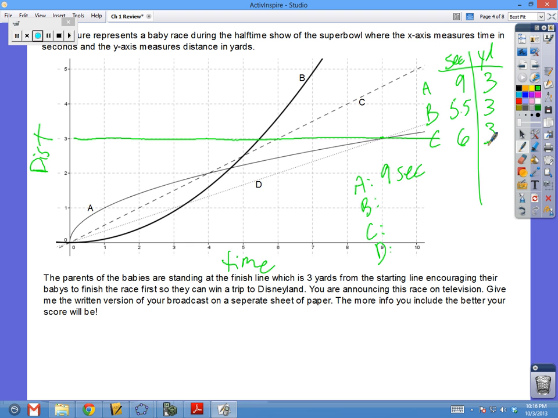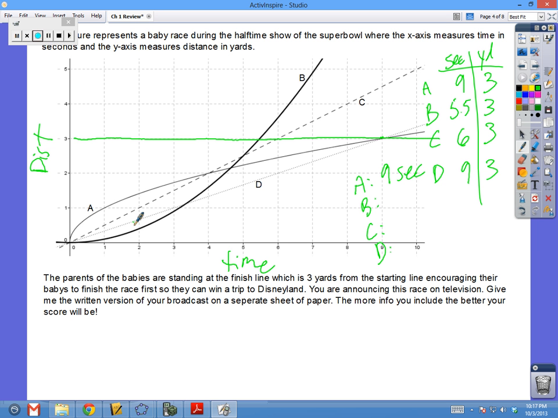And then baby D, the small dotted one. Baby D hits it at 9 seconds. Looks like he ties with baby A. So, if you're going to explain what's going on, you should say baby B wins. Then C is next, and it looks like A and D come and tie for last place. You got to talk about baby C and baby D. Baby C and baby D are crawling at a constant rate.